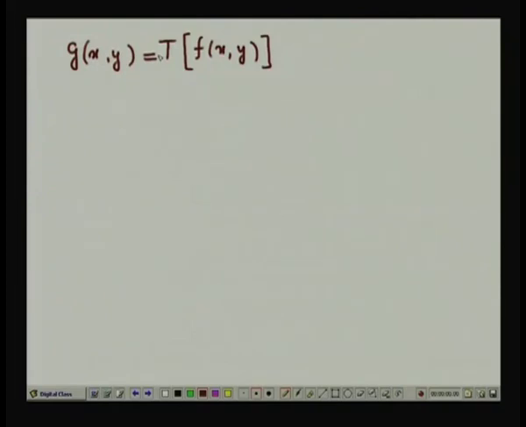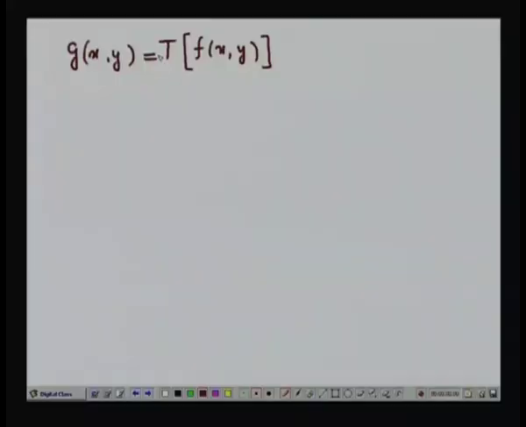But as we earlier said, T is an operator which operates on a neighborhood of the pixels at location (x,y). So, for the point processing operation, the neighborhood size was 1 by 1. If we consider a neighborhood of size more than 1, we can consider a neighborhood of size say 3 by 3, we may consider a neighborhood of size say 5 by 5, we may consider a neighborhood of size 7 by 7 and so on.